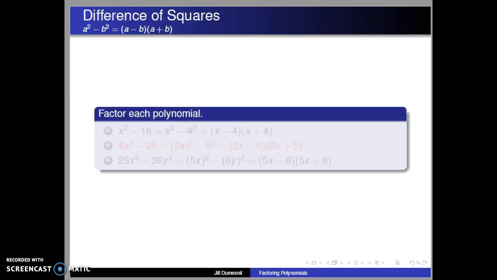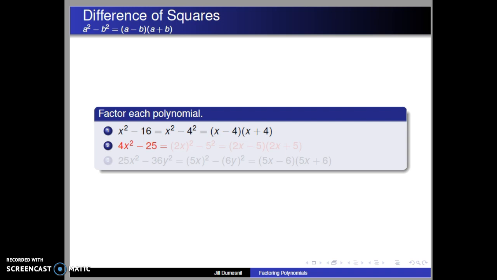For our examples, let's factor first using the difference of squares formula. To factor x squared minus 16, we notice that we have the difference of squares. This is x squared minus 4 squared, and so the formula says we factor by using x minus 4 times x plus 4. We can multiply back at the end to confirm that our factorization is indeed correct.